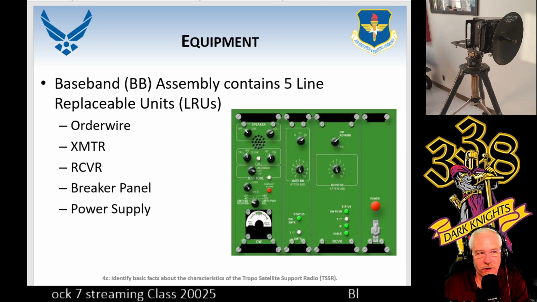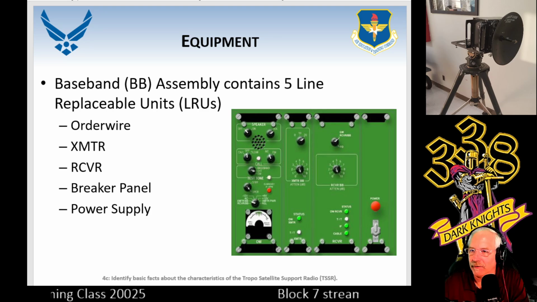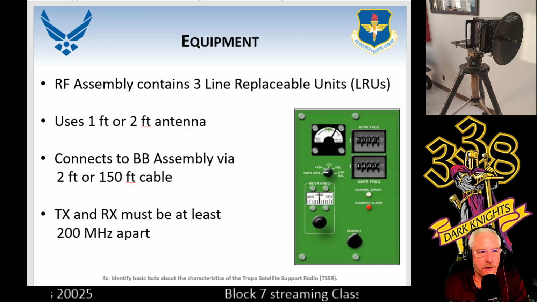And this is what one looks like in color. So you have the order wire, transmitter, receiver, breaker panel, and power supply. Again, 5 LRUs, line replaceable units, that's installed on this thing. There is 3 LRUs on the RF assembly, and you can see the thumb wheels that is in this picture.